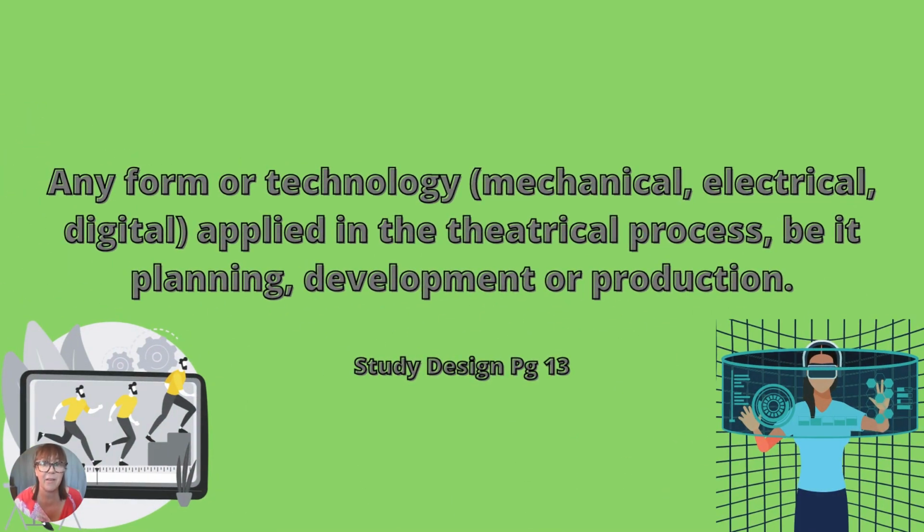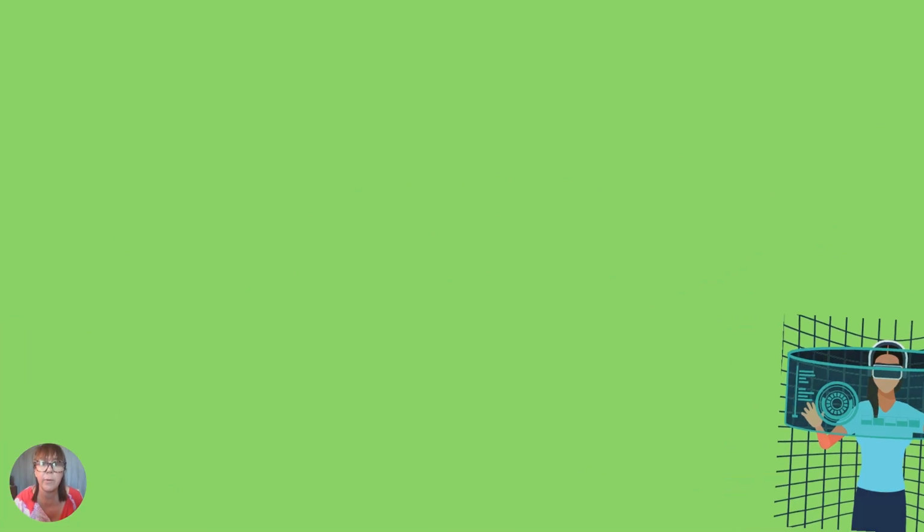The study design tells us that theatre technologies include any mechanical, electrical, or digital technology used in planning, development, or production. So, this could be something as simple as a revolve stage or something complex like motion capture software. The key idea is if it helps the performance exist, communicate meaning, or operate, it's a theatre technology. You can see a full definition on page 13 of the study design, but I'm going to try and break it down with a few examples.